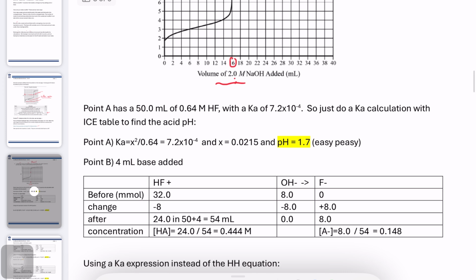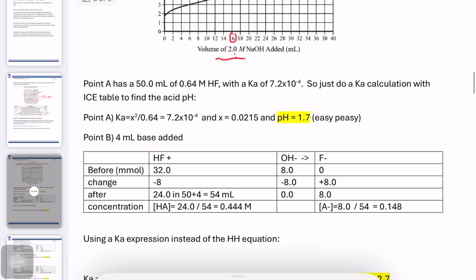So point A, again, you can pause this video anytime you wish and absorb this. Point A has 50 mL of 0.64 molar HF. Just do a regular Ka expression. The pH is 1.7. Easy peasy.